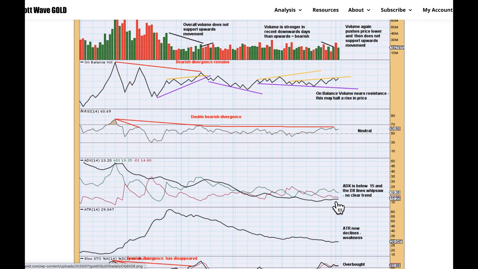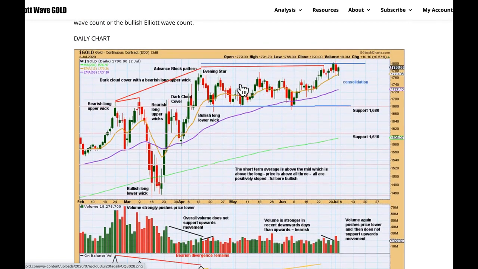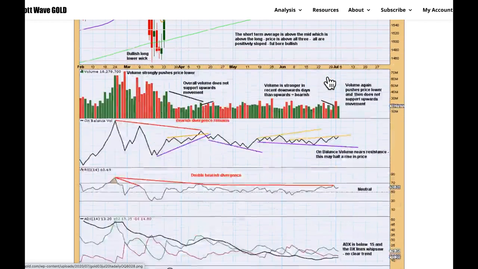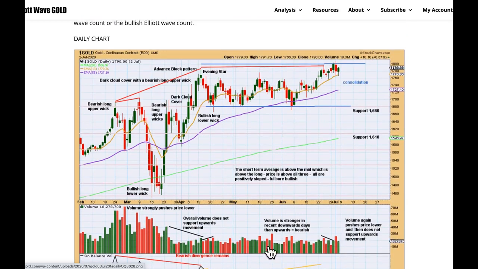ADX is below 15, no clear trend, that's normal while price is consolidating. While price is consolidating, it's downward days which have strongest volume. This suggests a downward breakout may possibly be more likely than upward. That trick doesn't always work, but it works a little bit more often than it fails. It's just one little piece of information to weigh up with everything else.